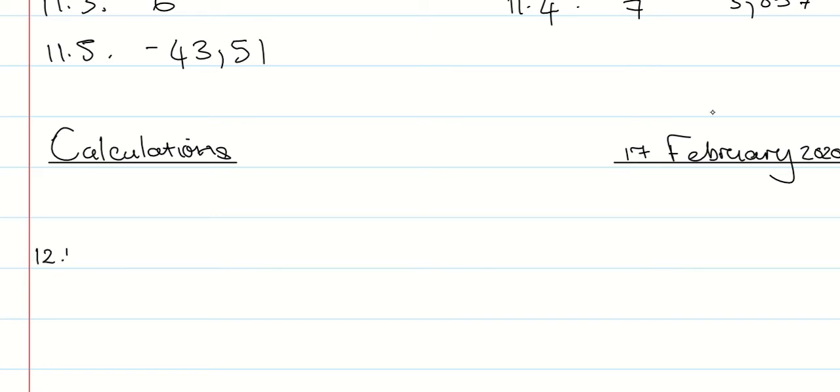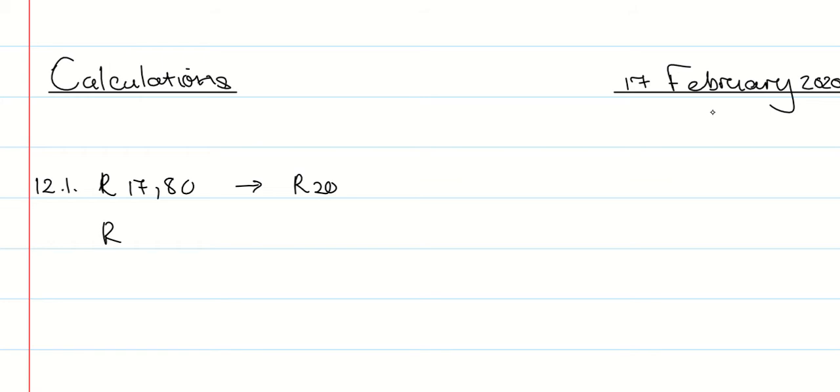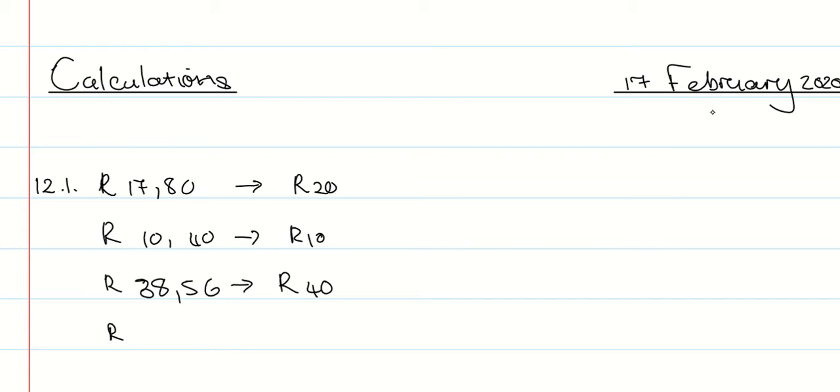So that will be 12.1, and the first number that they give us is 17 rand 80. If I round this off, I'll put 20. The next one is 10 rand 40. If I round off the 10 rand 40, it should be equal to 10 rand. Then we have 38 rand 56. If I round it off, that should be equal to 40 rand. And then the next number, 14 rand 79, rounded off is equal to 15 rand.